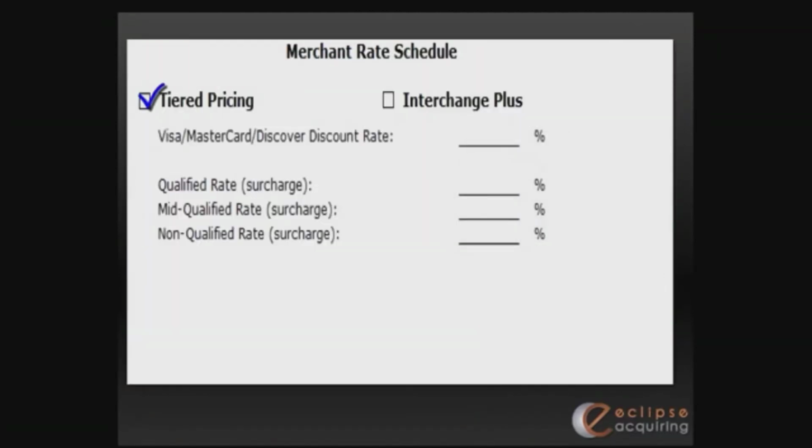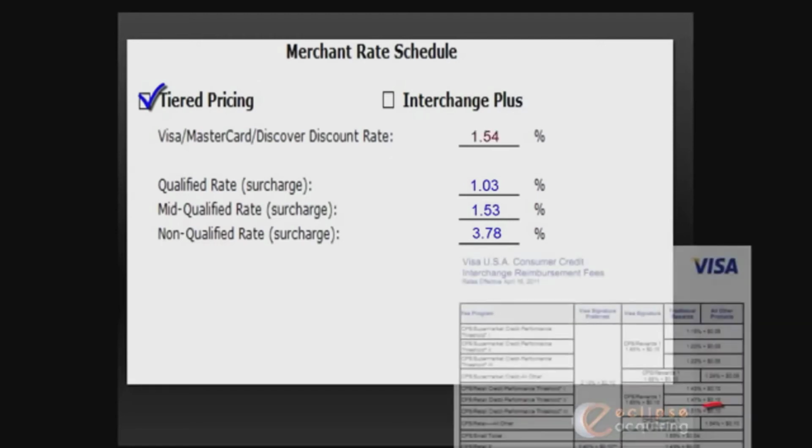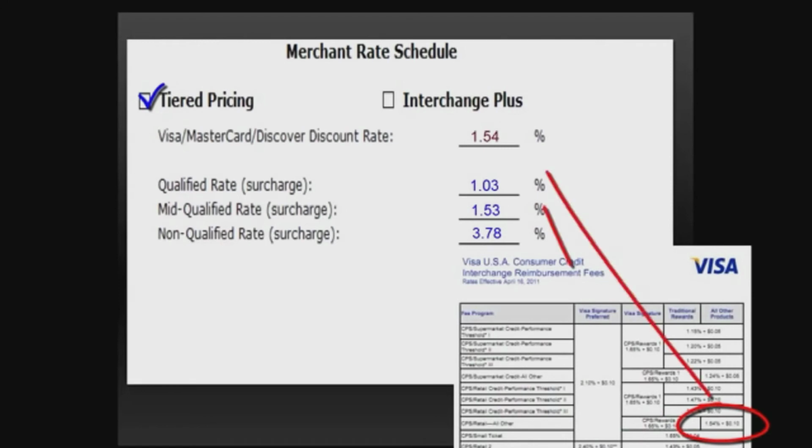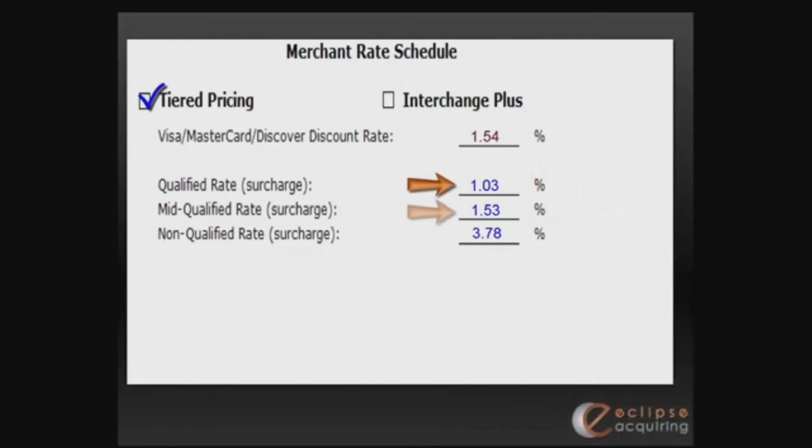For example, let's use the lowest teaser we can find of 1.03%, and for mid-qualified transactions, a rate of 1.53 and 3.78 for non-qualified transactions for this example. For a regular Visa and MasterCard transaction, let's use a rate of 1.54%, which is a common rate from the Visa wholesale rate sheet.